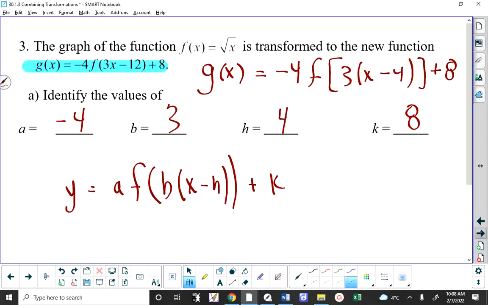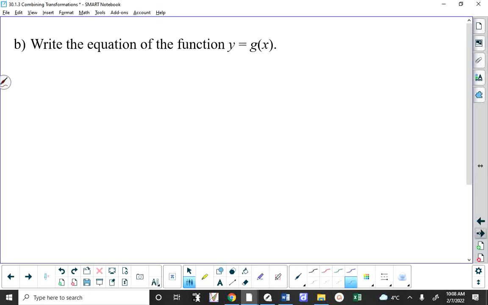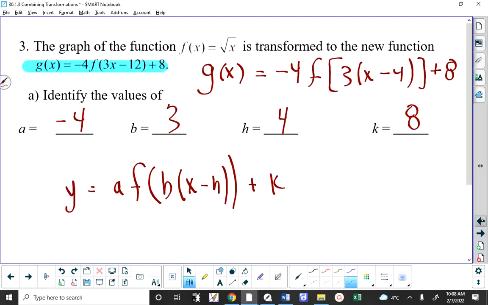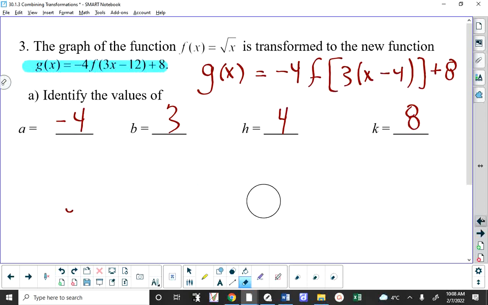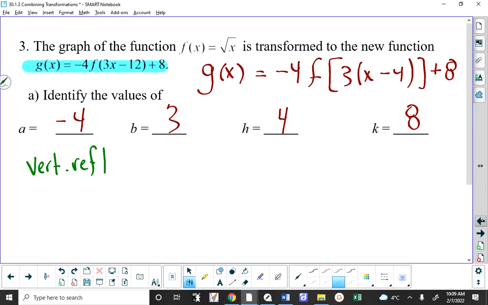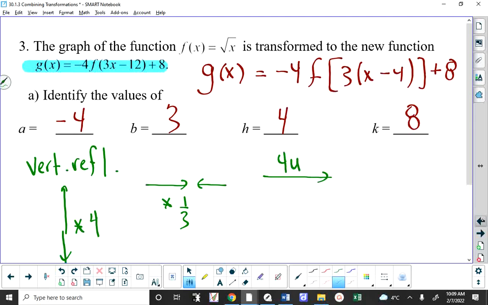So those are the values, which the question doesn't ask us, everybody, but if you wanted to, and we have time, it's not that big of a deal. This is a vertical reflection. Again, don't abbreviate on an exam with a written answer. It's a vertical stretch by a factor of 4. This is a horizontal stretch by a factor of a third, which you would write in words. This is a shift of 4 units to the right and 8 units up. Those are the effects that it would have on the graph.